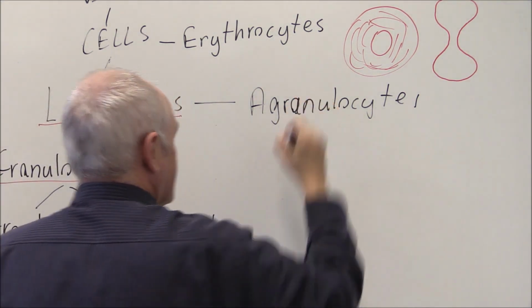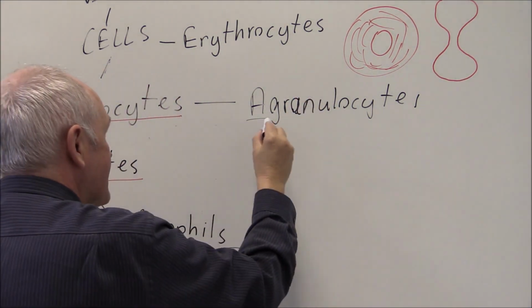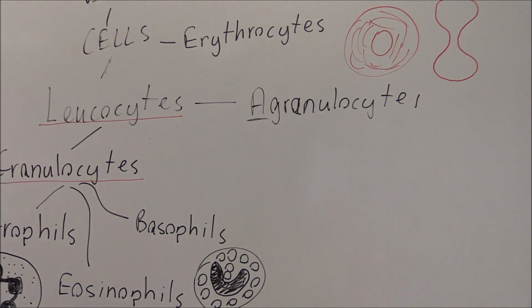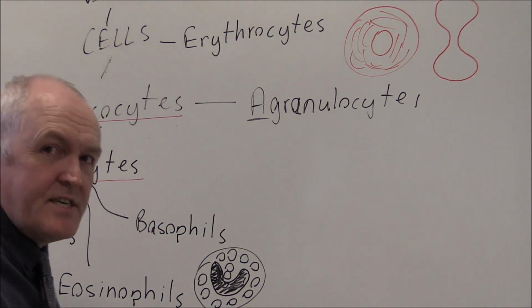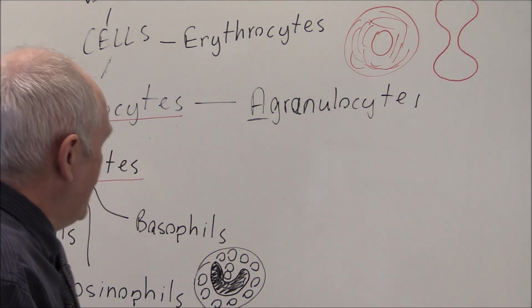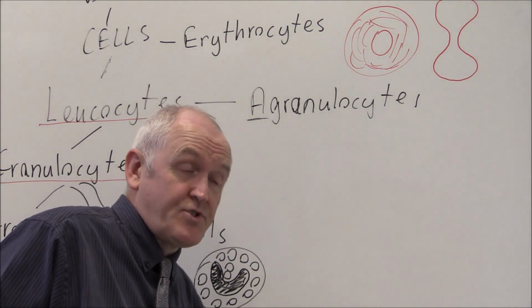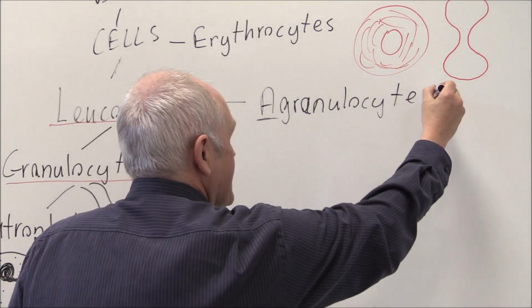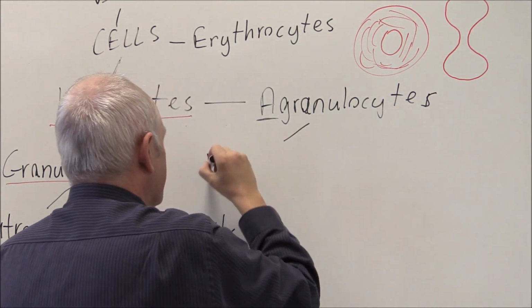The agranulocytes. Now, A means without granules. Now, it's not that these cells don't have granules, it's just that people couldn't see them under the light microscope, because indeed some of these cells do have granules, in fact. So when we're thinking about the agranulocytes, there are monocytes.